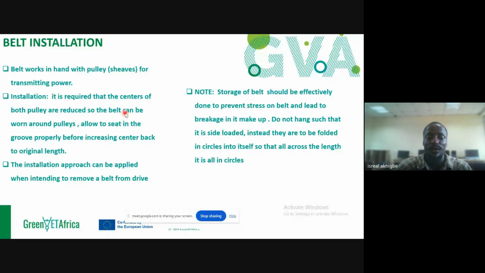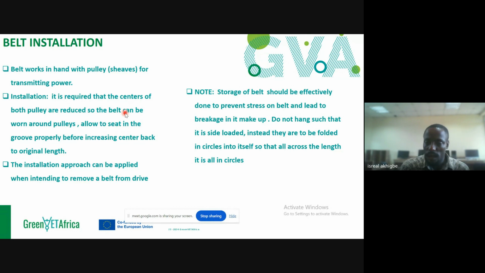What have you successfully done? Eventually, you have successfully increased back the length and tensioned the belt, and as a result, you have your installation successfully done. Now, this installation approach can be applied when intending to remove a belt from a drive or from a driver. So similarly, like I explained, if you want to remove the belt and change it, you have to reduce the center. Reducing the center means reducing the overall length between the driver and the driven, because on the mounting foundation, there's usually a slot created to allow you to adjust those lengths.